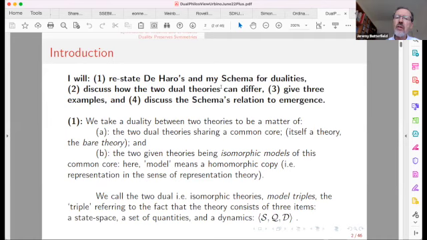So a physical theory would normally have a set of states, a set of quantities, and a dynamics, curly S, curly Q, curly D. And you can think of the theories as a triple of those. So we'll use the phrase model triple, because the dual theories will be labeled by us as models. We're going to mostly associate the word theory with the Baire theory at the top, and mostly associate the word model with the 2 things which enjoy the duality one to another.